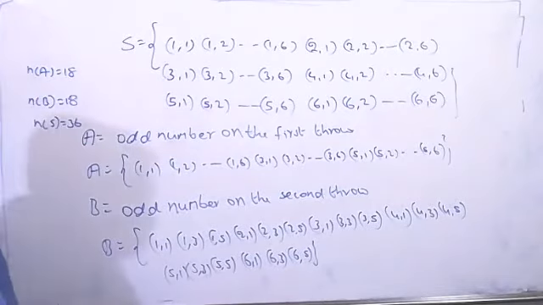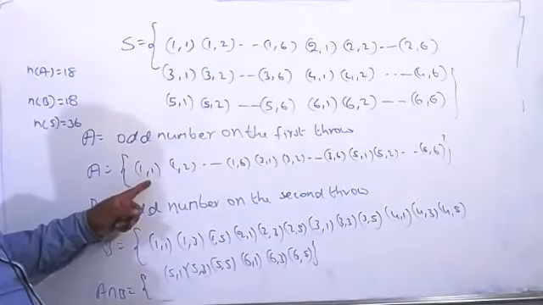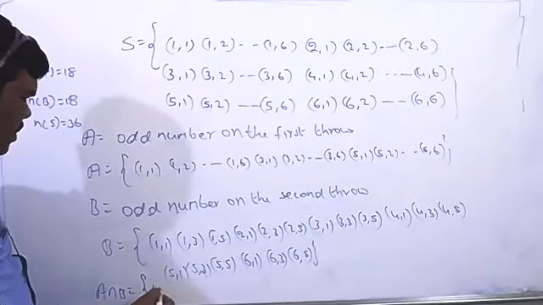Now we just have to verify that A and B are independent events. A and B are independent events when probability of A intersection B equals probability of A times probability of B. Then only we say that both A and B are independent events. So first you can find the intersection. A intersection B: what are the common outcomes? 1 comma 1 is there.